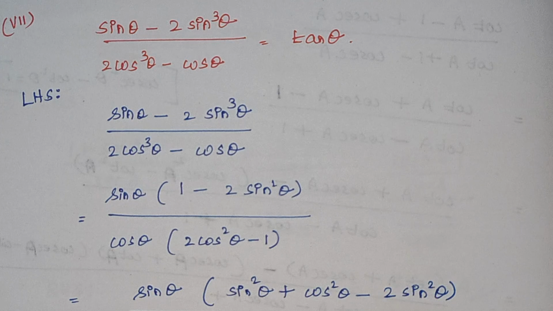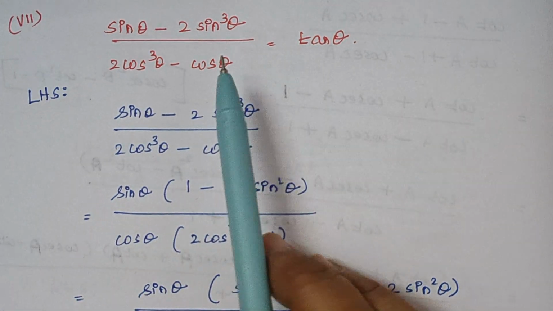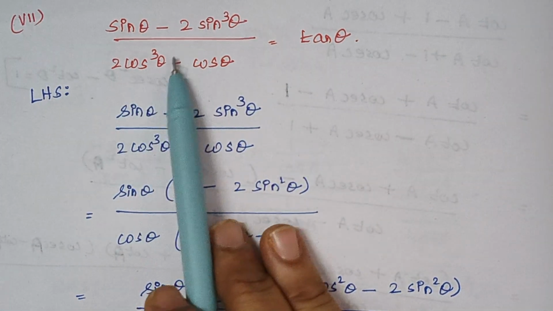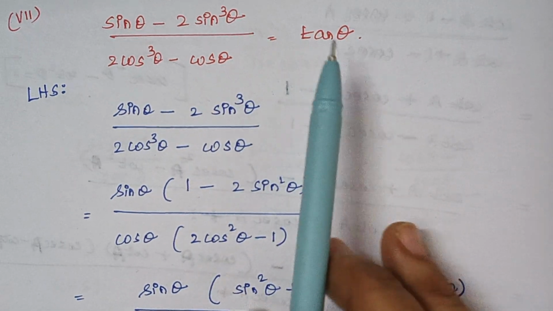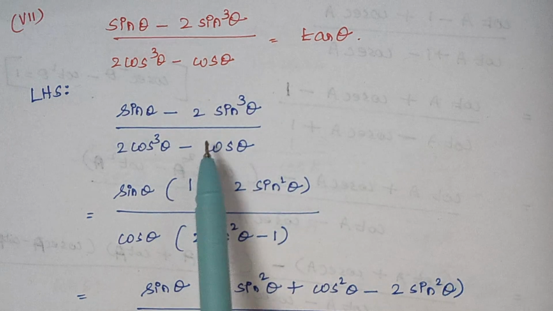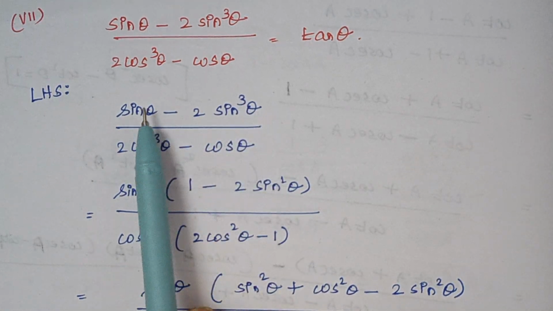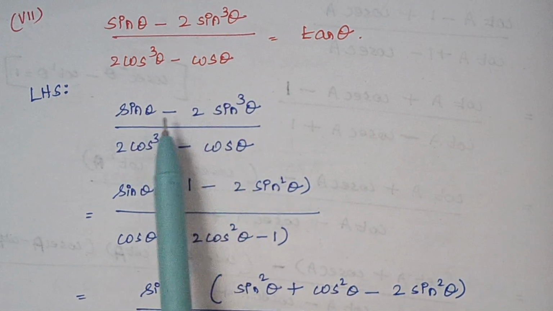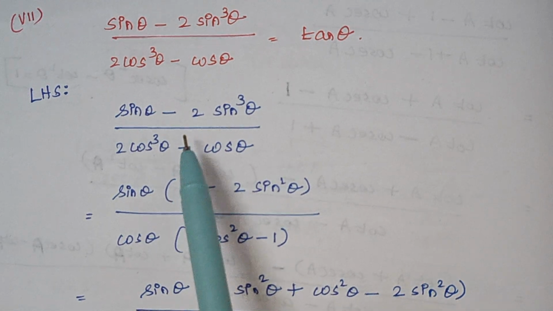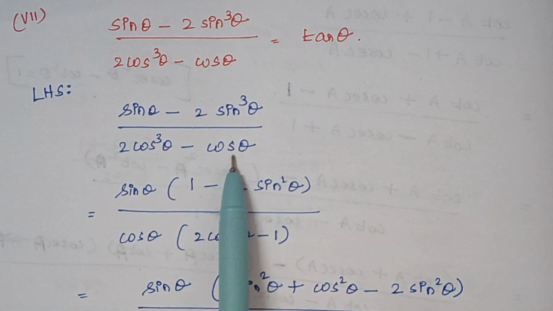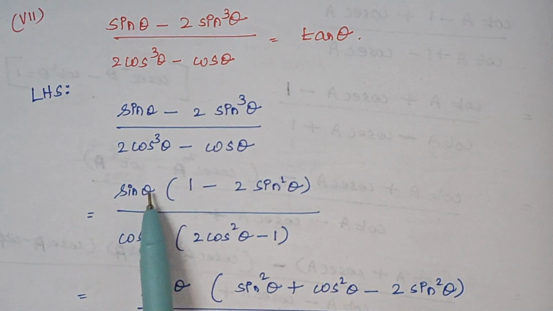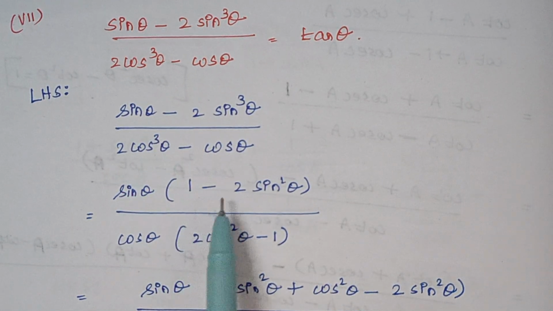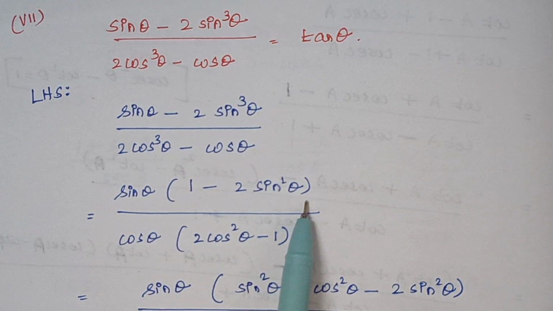Our next problem is sin theta minus 2 sin cube theta divided by 2 cos cube theta minus cos theta, which is equal to tan theta. Right. So as a first step, when you observe the numerator, you see we are having sin theta in both these terms, and similarly cos theta in the denominator part. So I am taking sin theta outside from the numerator. So what are all the remaining terms? It will be 1 minus 2 sin square theta.